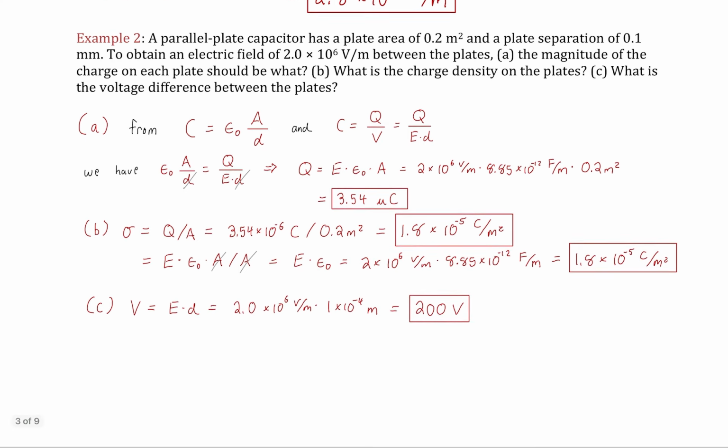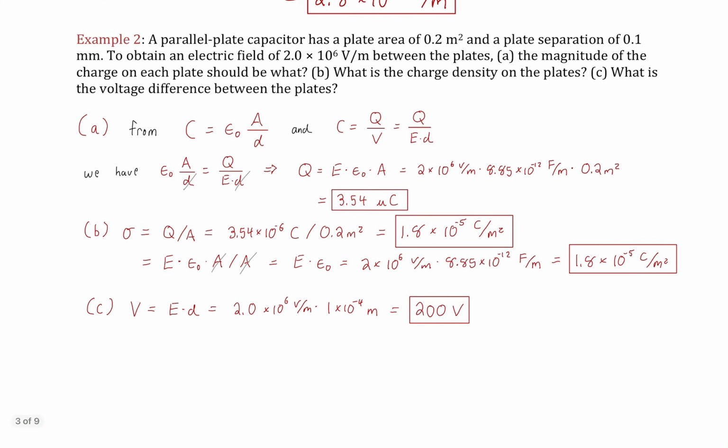And so finally in part C, what is the voltage difference between the plates? Well, voltage by definition is just electric field times distance, at least for uniform fields. So we just take our electric field multiplied by our distance. Notice this is the first time we've actually used distance. We were given it to begin with, but it would have been superfluous, useless information, if we hadn't been asked for the voltage in part C. And it turns out to be 200 volts. So this is connected to a 200 volt battery, big battery.